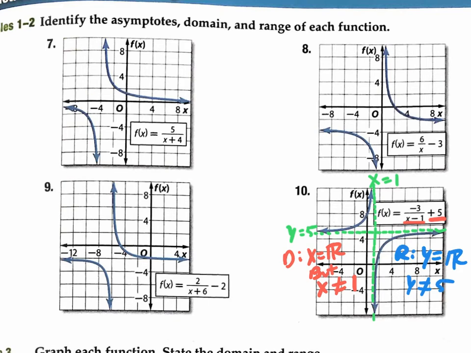Again, I want you to do 7, 8, and 9. You don't have to copy down the graphs, but you could just write down the information. Number 10, vertical asymptote x equals 1, horizontal asymptote y equals 5, domain, range. Okay, so do 7, 8, and 9.